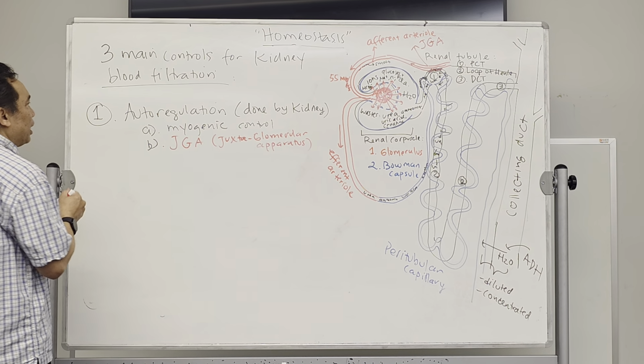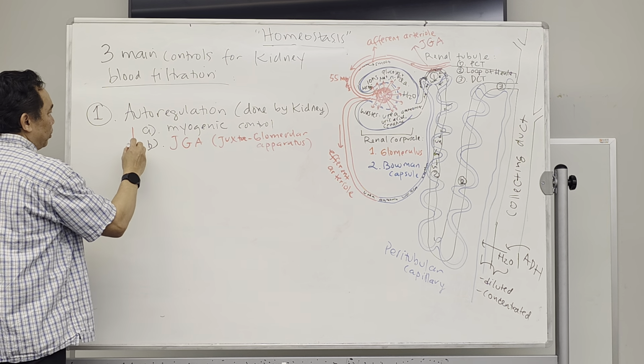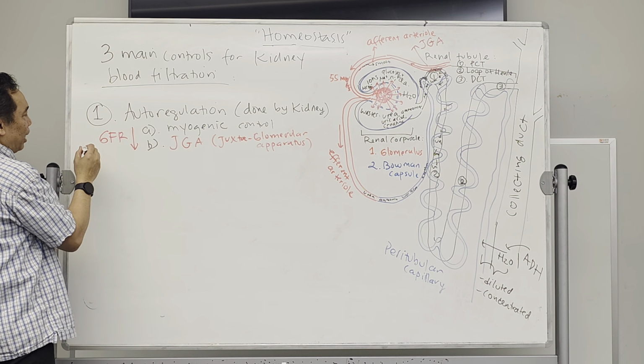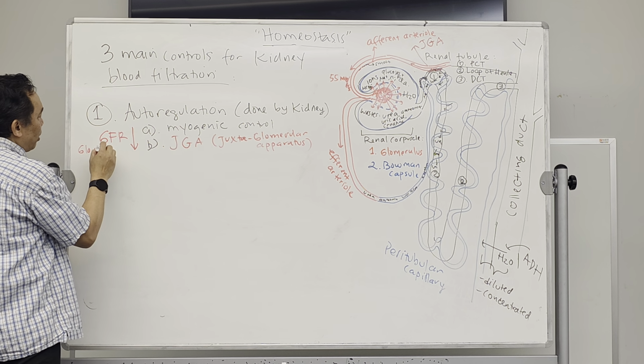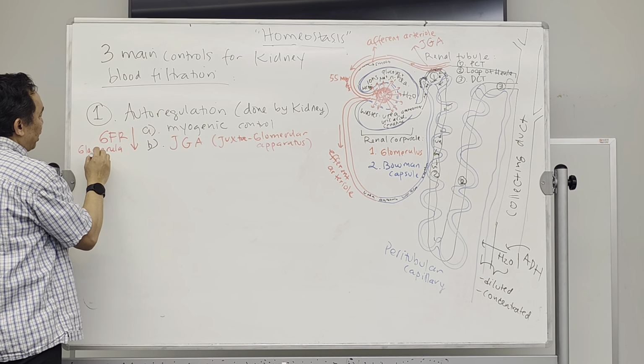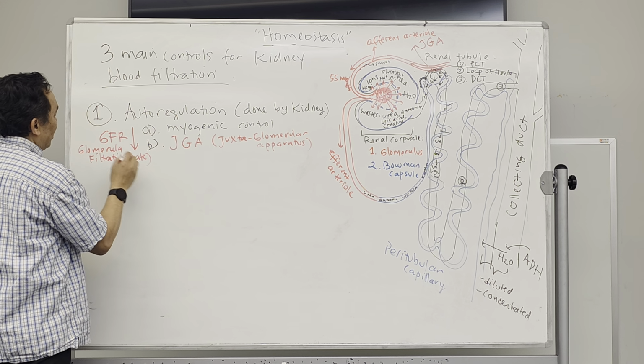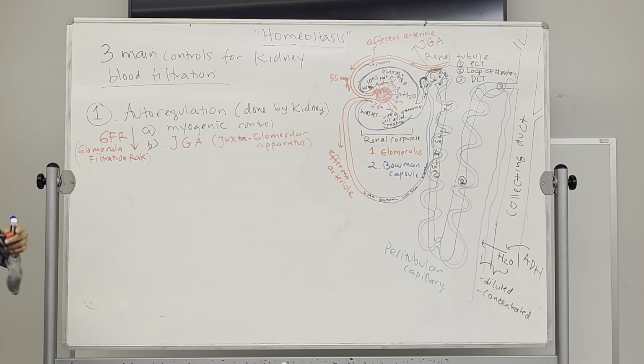So mostly these auto-regulations will cause the GFR, glomerular filtration rate, to be low. So lowering the GFR is what most of the auto-regulation process is going to control. That's the first control, which is coming from the kidney itself.